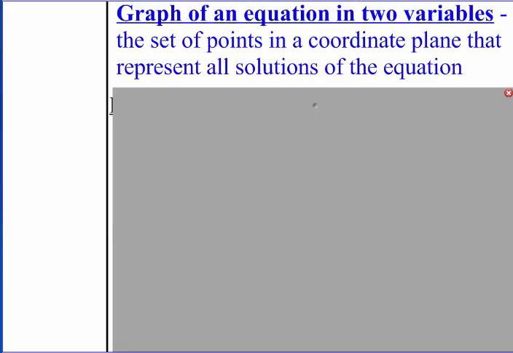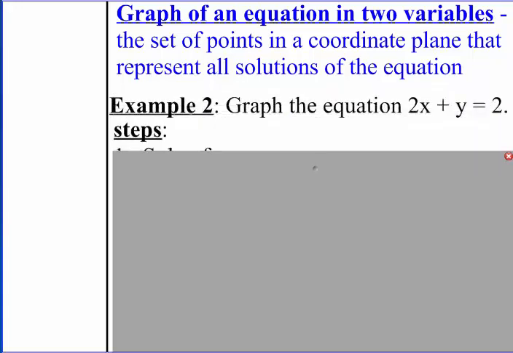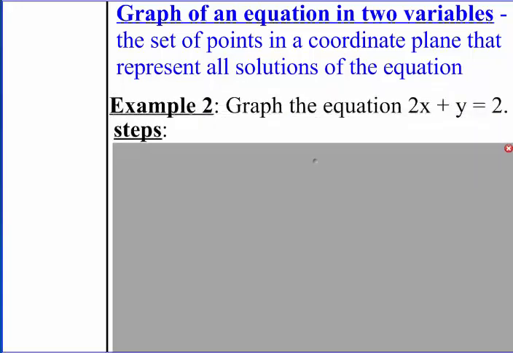Okay, next we'll look at the graph of an equation in two variables. So it's the set of points in a coordinate plane that represents all solutions of the equation. So we are going to take a look at the graph. So here we want to graph the equation 2x plus y equals 2.